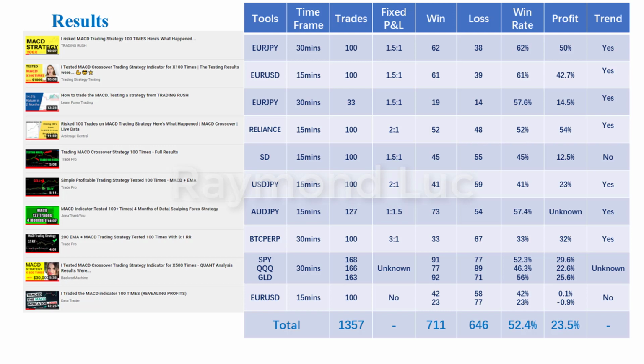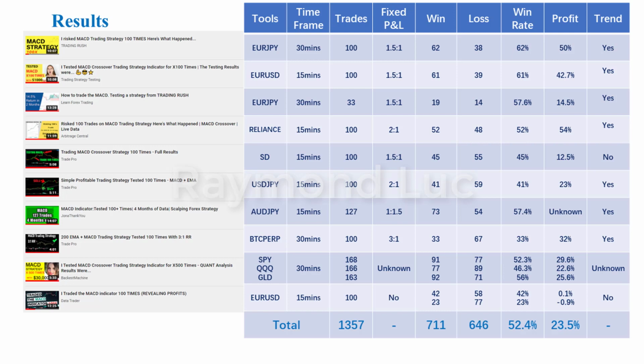Various data are listed in this table. These data are collected from all the MACD 100-times backtests on YouTube I can find. We can see that they use different trading tools, and the time frames are different too. But the 15-minute and 30-minute time frames are most common. Most of them have backtested at least 100 times. Besides, most of them have a fixed profit-loss ratio.